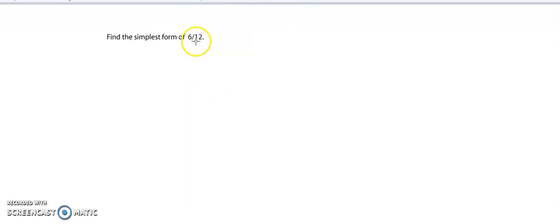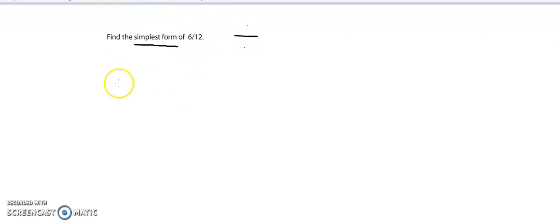So simplest form means we want to find the form in which both the numerator and denominator cannot be divided by any other number besides 1. So in order to find simplest form, we must divide. When you think about simplest form, you should think division. Any time you hear simplest form, think about division.